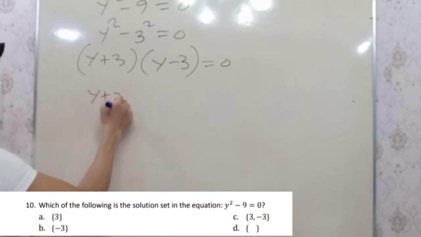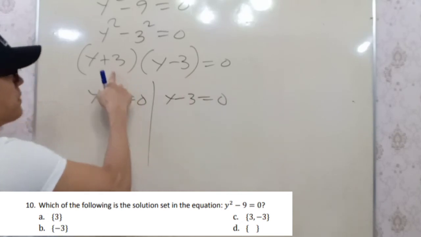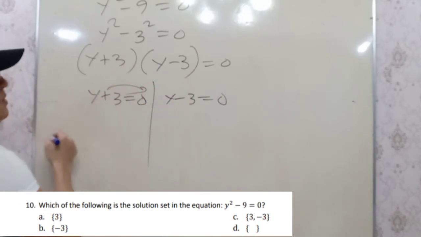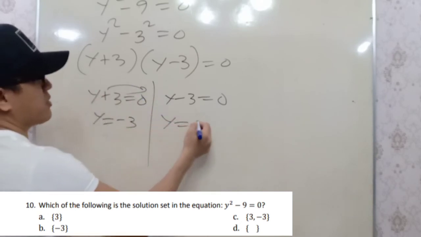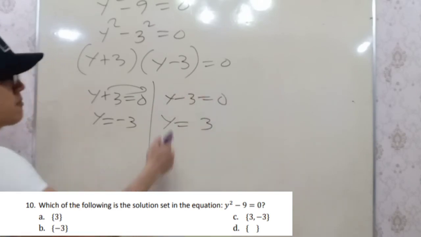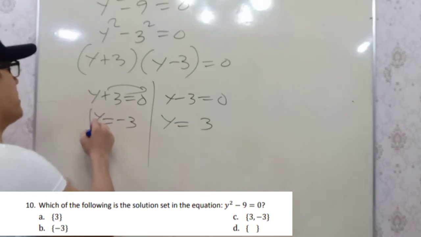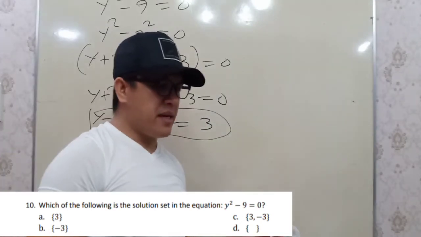And then, equate each factor into 0. So, y plus 3 is equal to 0. And then, y minus 3 is equal to 0, right? Solve it. Transpose. So, y is equal to negative 3, because this is positive, transposing that becomes negative. And y is equal to 3, because transposing that becomes what? This becomes positive. Okay, so dalawa yung values ng y natin. y is negative 3 and the other one is positive 3.